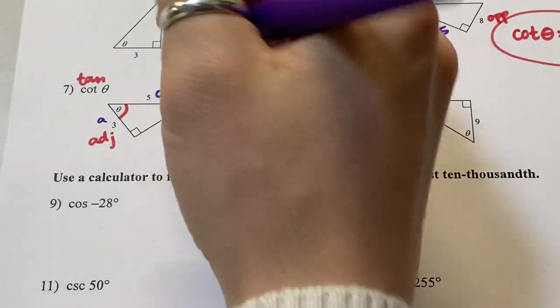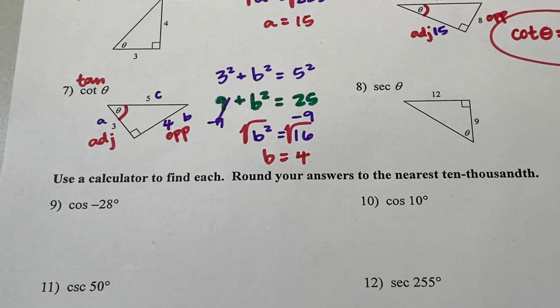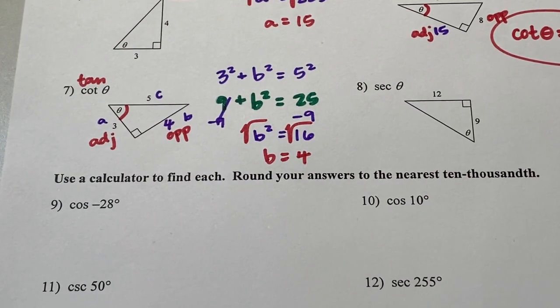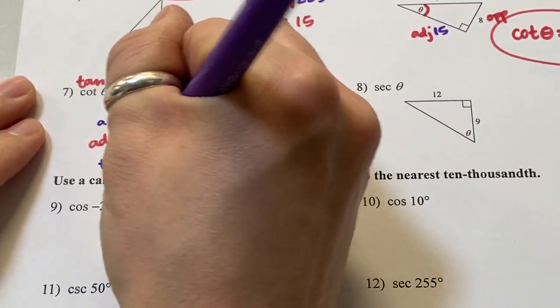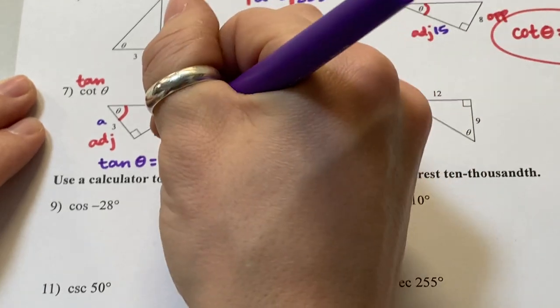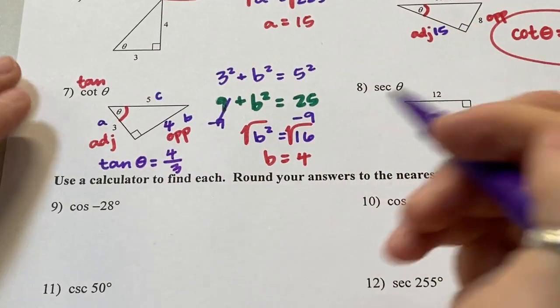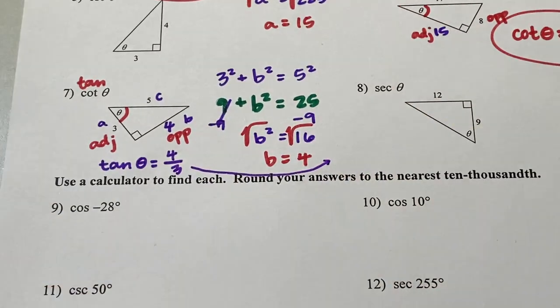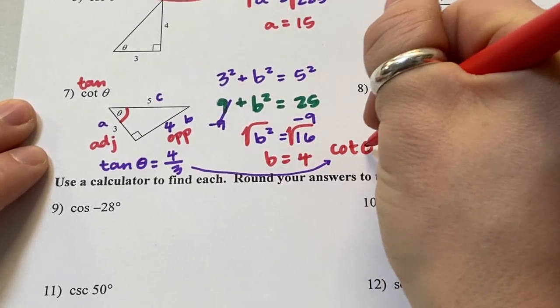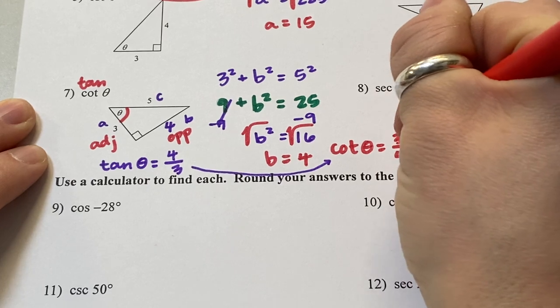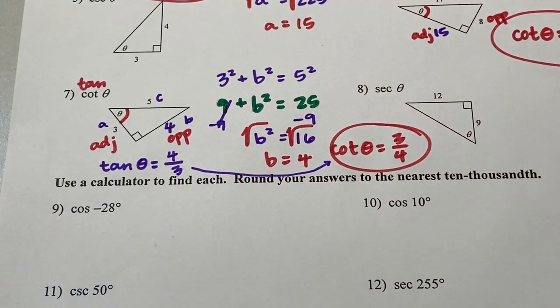So we found that missing side. Now we can go ahead and do what we're actually asked to do. So the first one, let's find tangent. Finding tangent will allow us to find cotangent. So tangent of theta equals opposite over 3. So then what does that mean over here that cotangent is? 3 over 4. You got it.